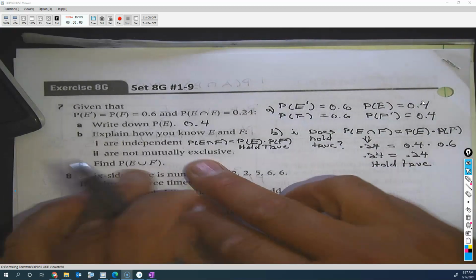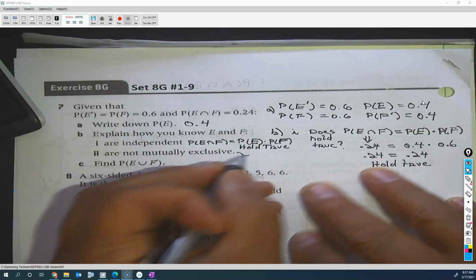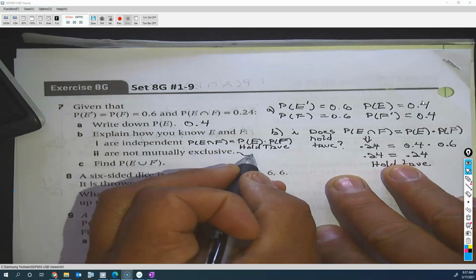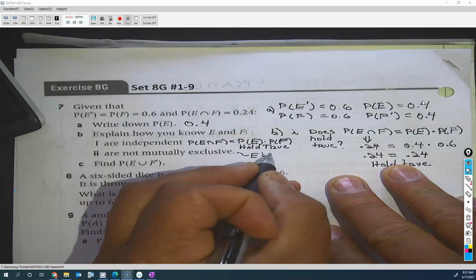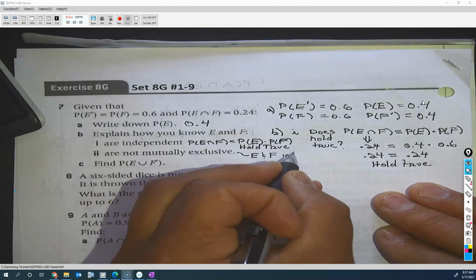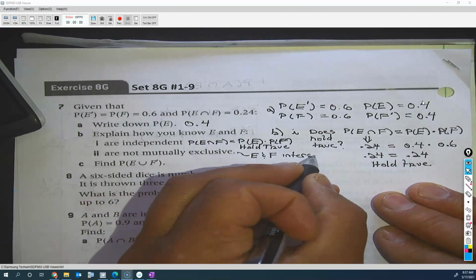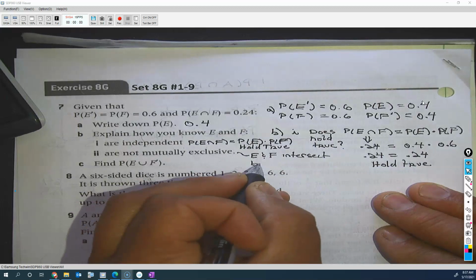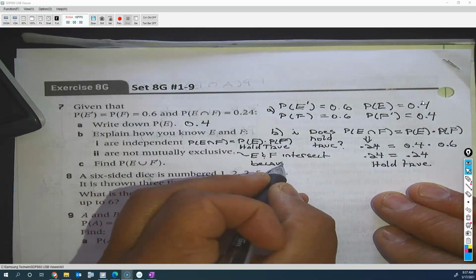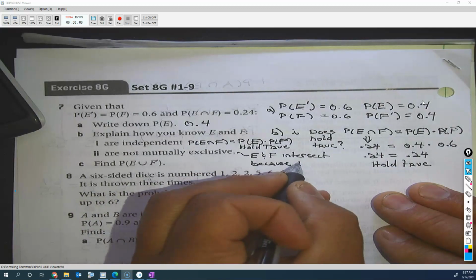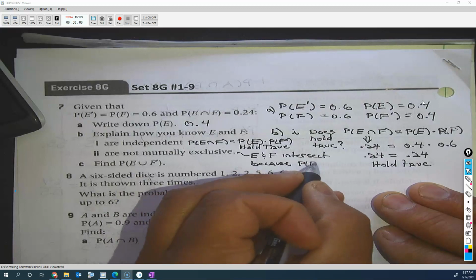Okay, how do you know they're not mutually exclusive? Because they intersect. Because the intersection has a probability.